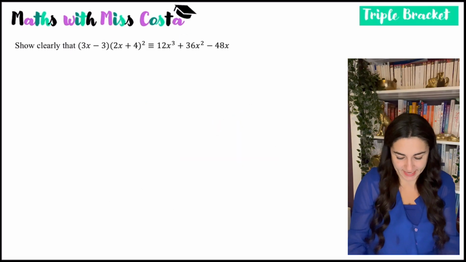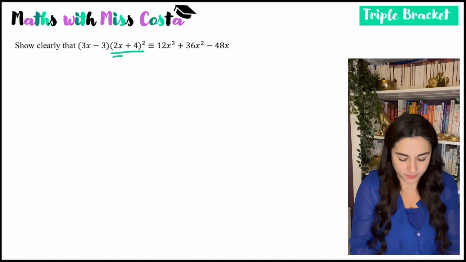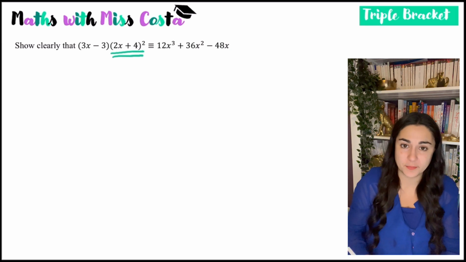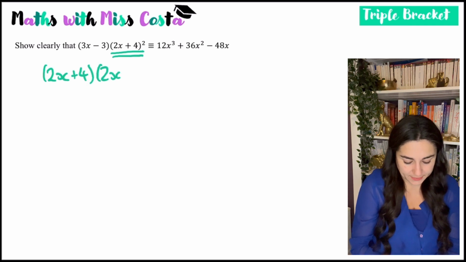So here I've got a triple bracket. So what I want to do when I have a triple bracket is pick 2 of the brackets and expand them like I normally would. So I'm going to choose 2x plus 4 squared. So I'm just going to expand that.